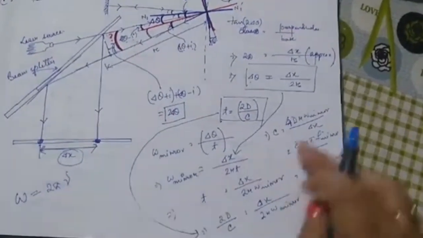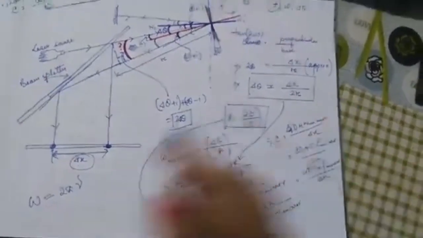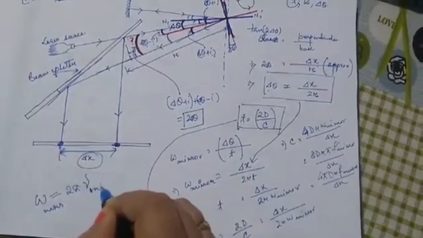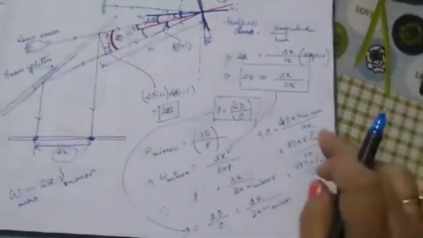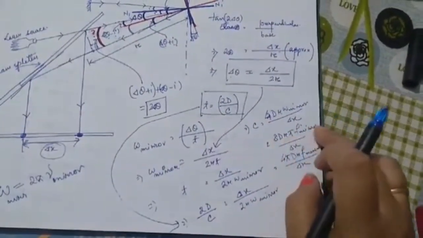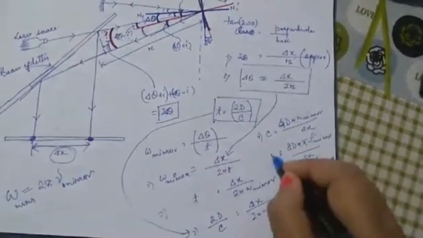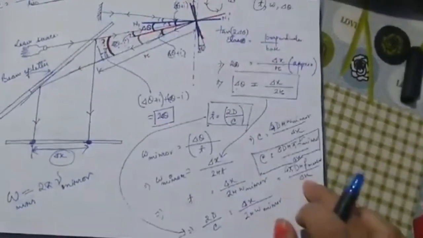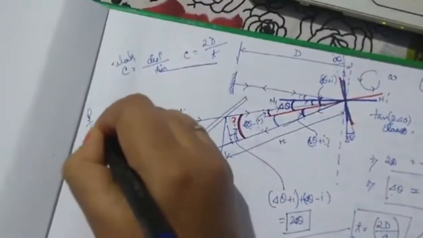So in place of omega mirror, what will I write? Omega mirror equals twice pi times the frequency of the mirror. So if you put twice pi, it will be 8 pi r d f mirror, so c equal to this one. I will talk about it later. Now let us talk about the frequency of the mirror. Okay, so there's a problem.